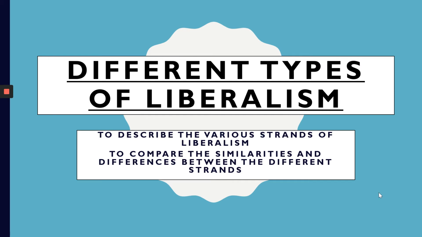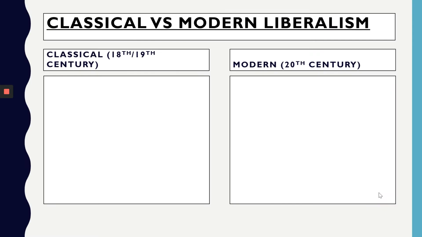So we're looking today at the different strands of liberalism and how they're similar and different. So from the videos that you watched, you might have noticed already that there are two main strands, classical and modern. So we need to be able to compare them.